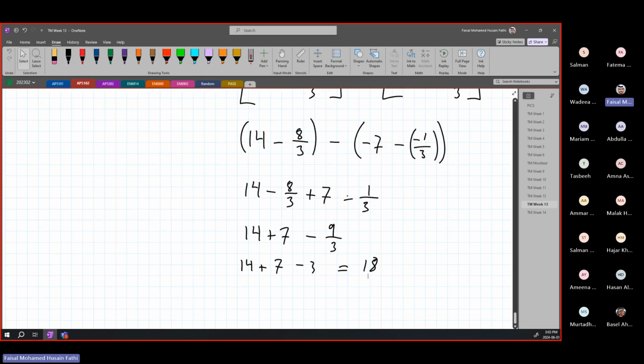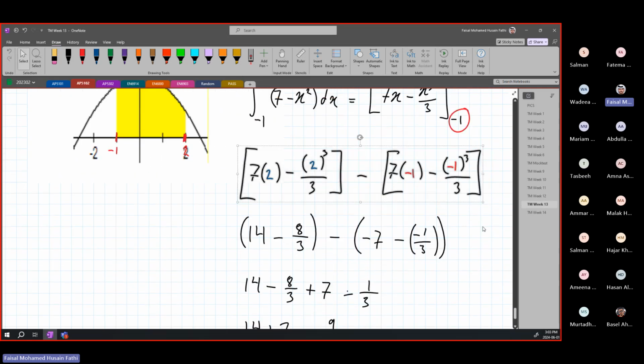This is what you get for part 4. Again, you don't need to do actually all the arithmetic. My recommendation, plug this into the calculator and see what you get. Any questions so far about this?